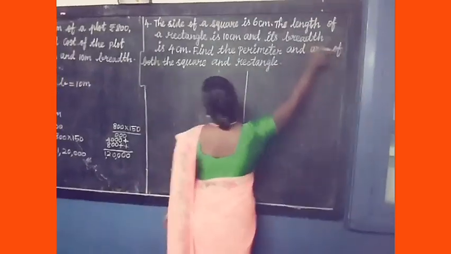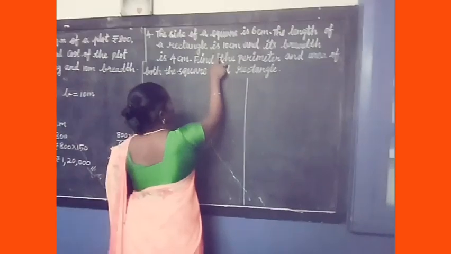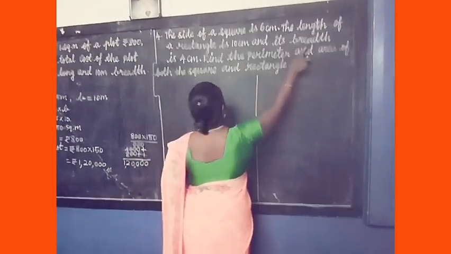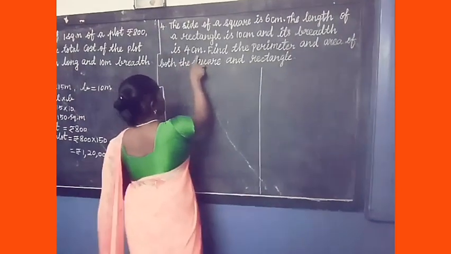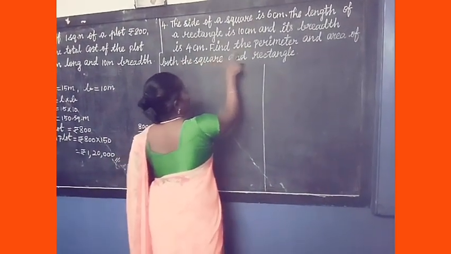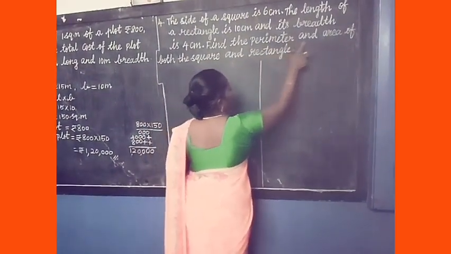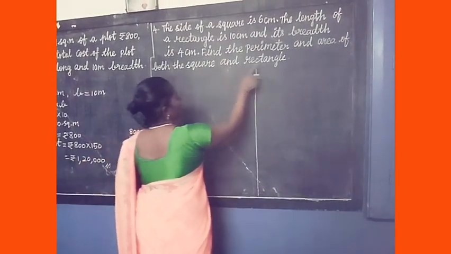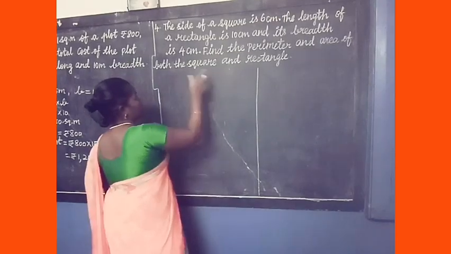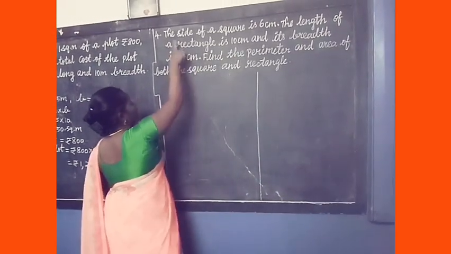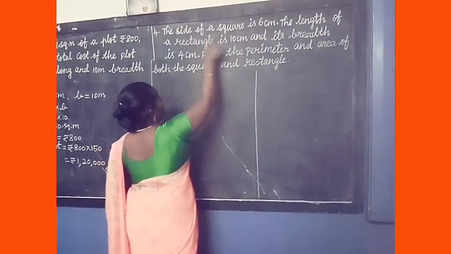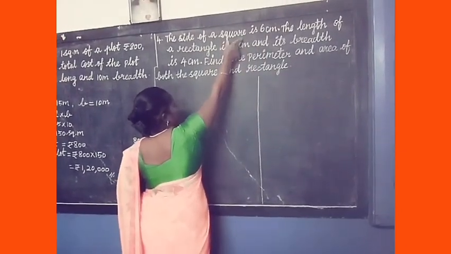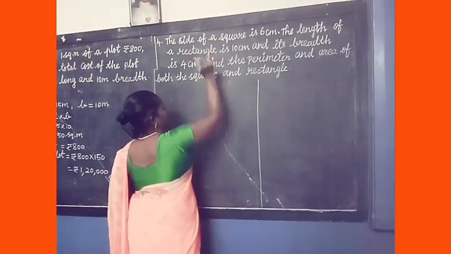The side of a square is 6 centimeter. The length of a rectangle is 10 centimeter and its breadth is 4 centimeter. Find the perimeter and area of both the square and the rectangle. In this question, see the question. Side value is given. The side of a square is 6 centimeter. The shape is square, side value is given.